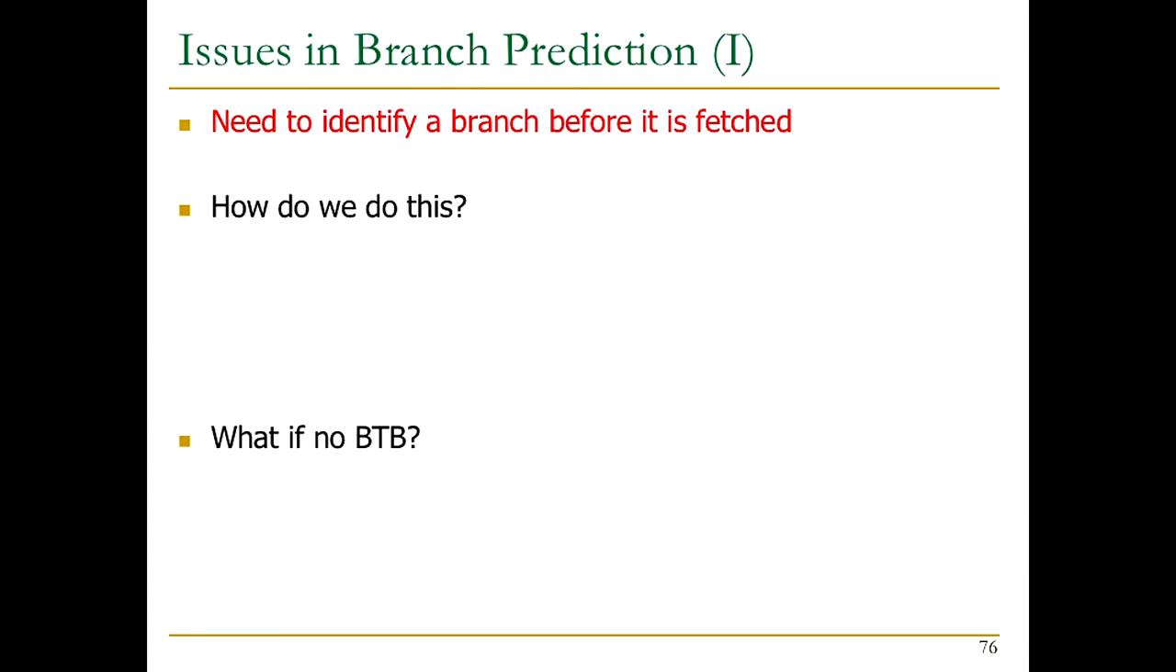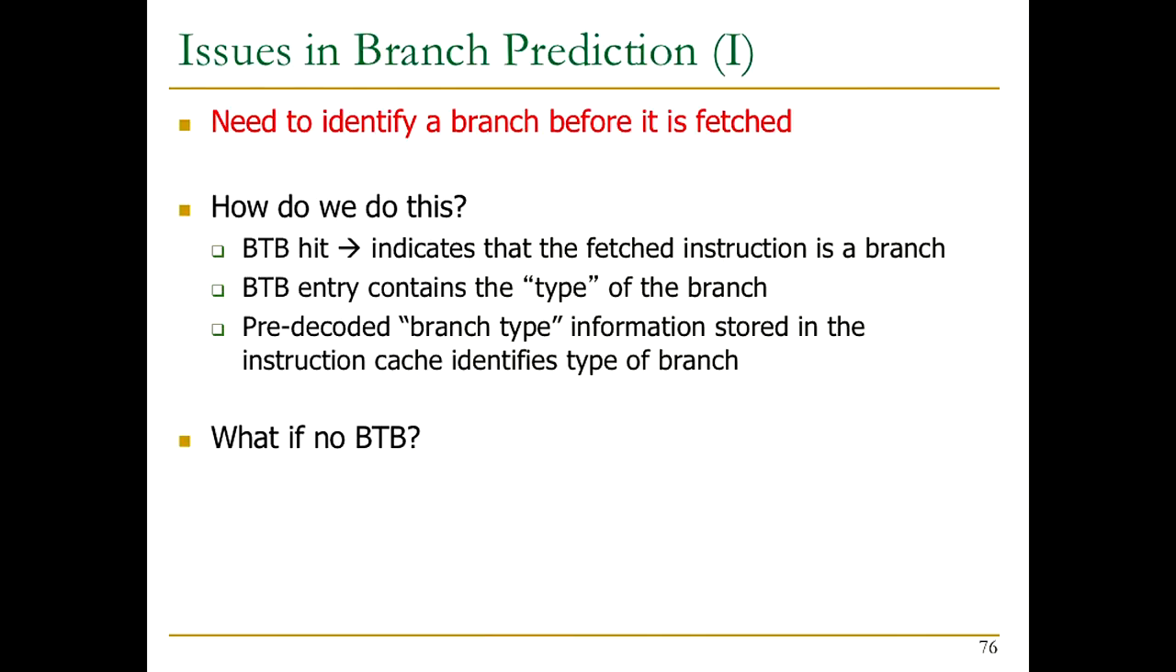Okay, so let's keep going a little bit more. I'm not going to cover everything, and I'll let you guys leave early this time, but I'll cover two issues in branch prediction very quickly. We've already discussed this. You need to identify a branch before it's fetched. How do we do this? You can have a BTB hit, and the BTB entry contains the type of the branch, not just whether it's a branch, but also the type. Or, as we discussed, you can have pre-decoded branch type information stored in the instruction cache, and the instruction cache is essentially where your BTB is, if that's the case.